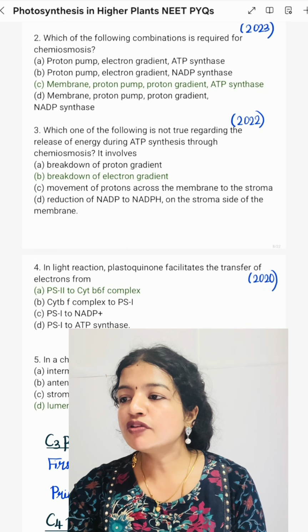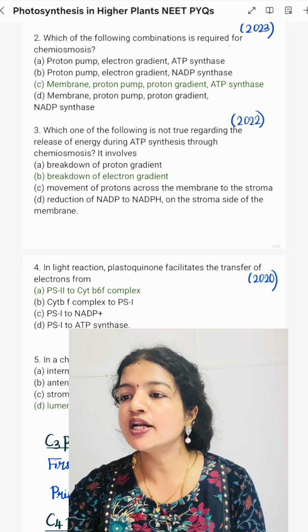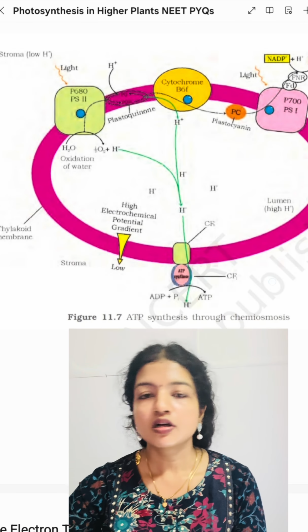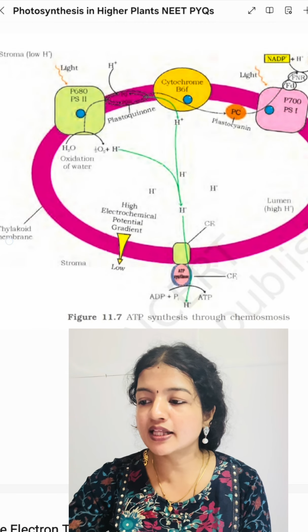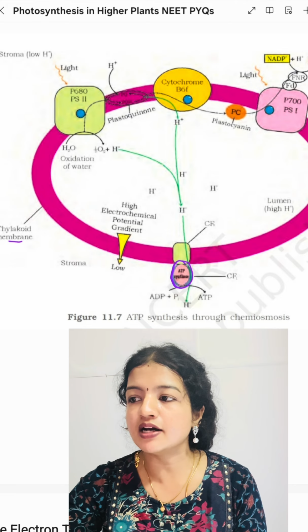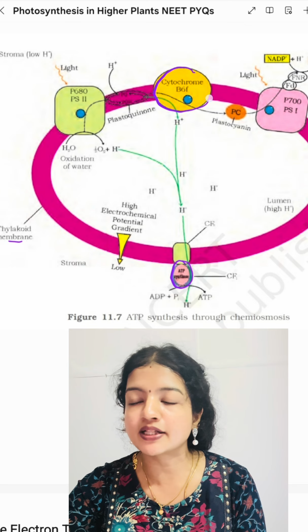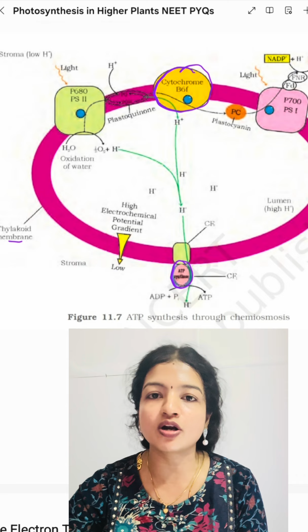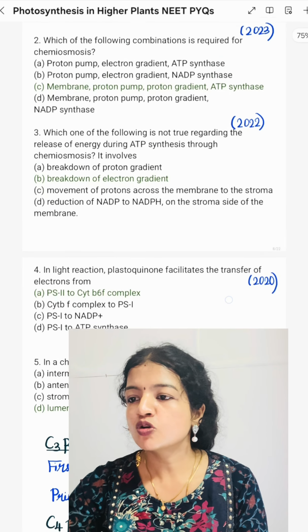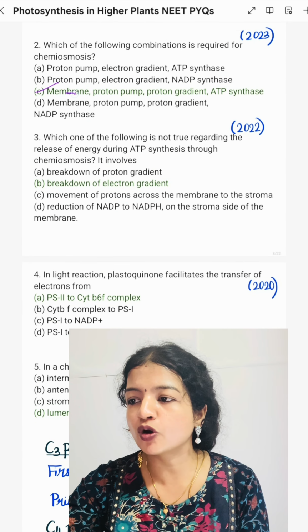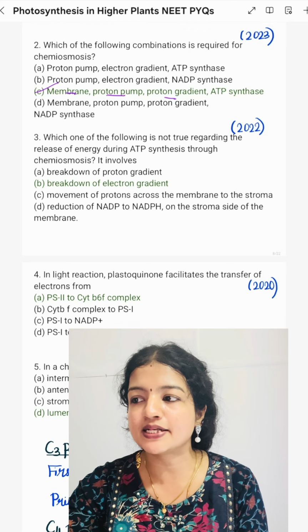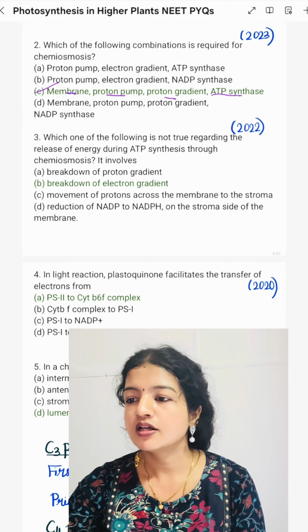Then, which of the following combinations is required for chemiosmosis? So chemiosmosis requires a membrane, the ATP synthase enzyme, a proton pump like the cytochrome b6f complex, and proton gradient formation. So option C, membrane, proton pump, proton gradient, ATP synthase is the correct answer.